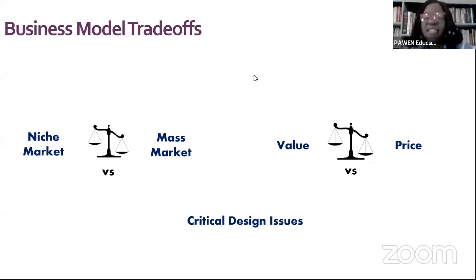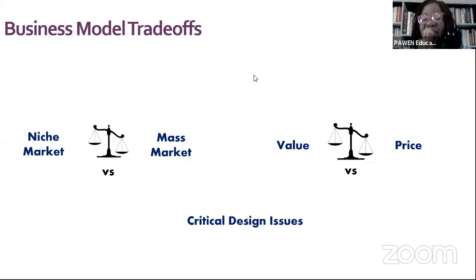And in this day and age, where we have a VUCA economy, most experts will tell you that it's better to niche your market. And then there's a second trade-off that most businesses usually have.